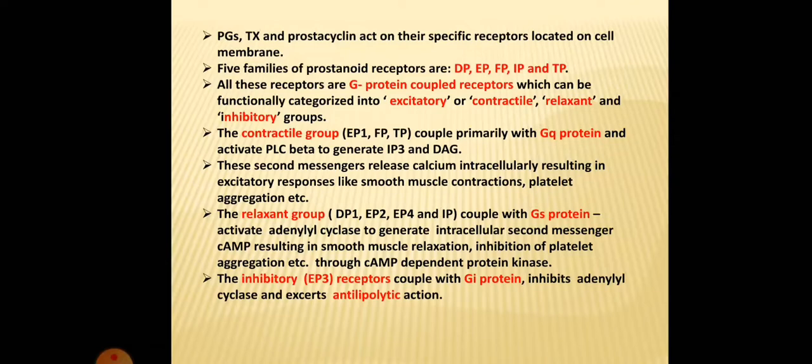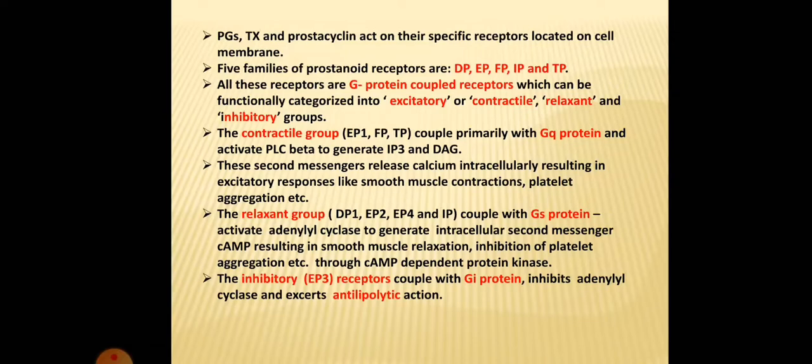The relaxant group, which includes the DP1 receptor, EP2 receptor, EP4 receptor, and IP receptor, couples with Gs protein, which activates adenylyl cyclase to generate the intracellular second messenger cAMP, resulting in smooth muscle relaxation, inhibition of platelet aggregation, etc. through cAMP-dependent protein kinase.